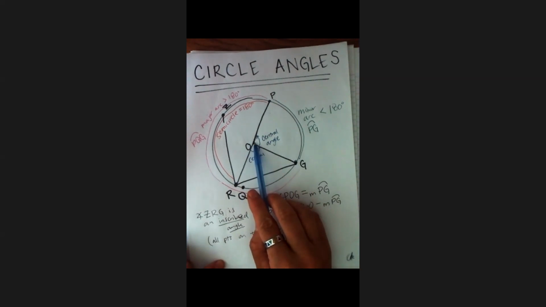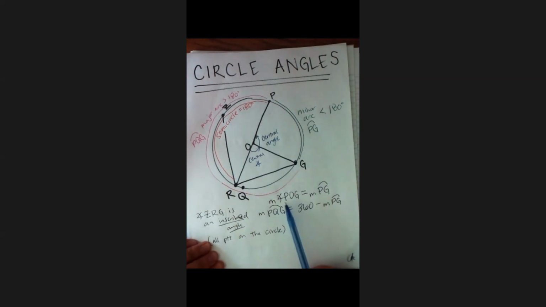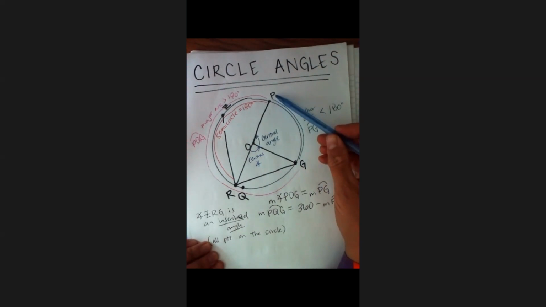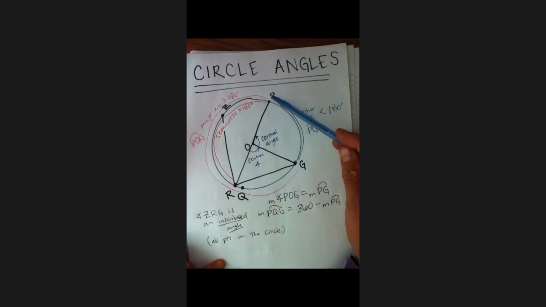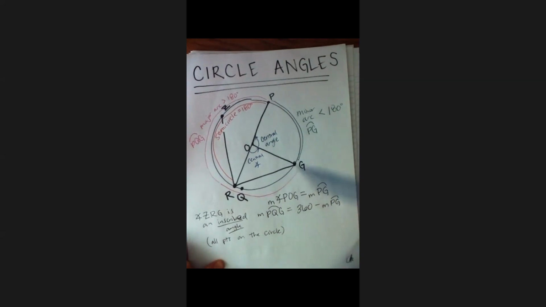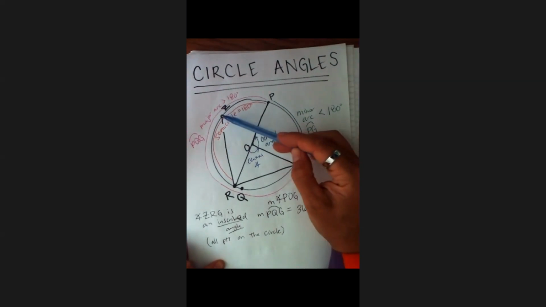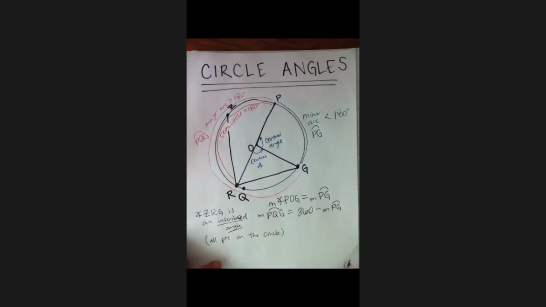The central angle's measure is the same as the arc it subtends, so the measure of angle POG is the same as the measure of arc PG. The whole circle's 360, so if you want to find a major arc and you know the minor arc, the major arc will be 360 minus that minor arc. And anytime we have an angle where all of the points are on the circle, that's called an inscribed angle.